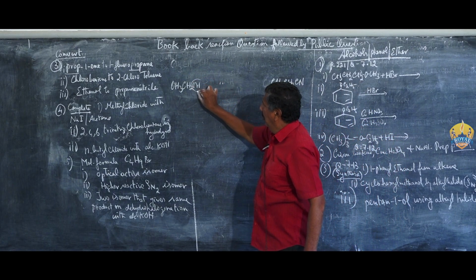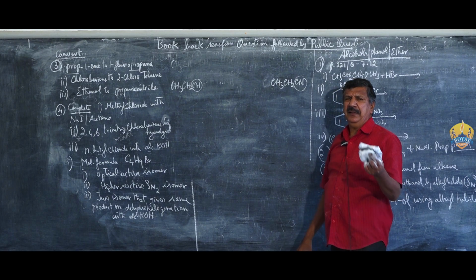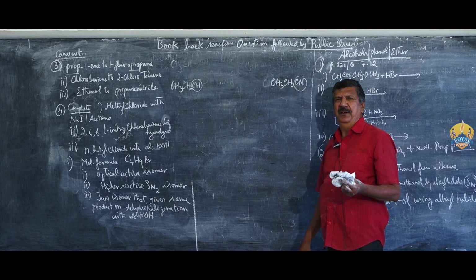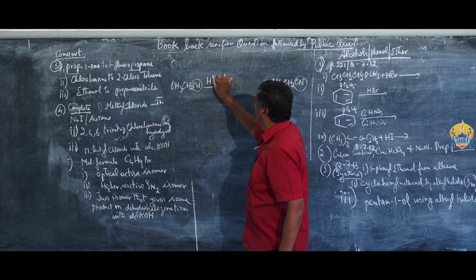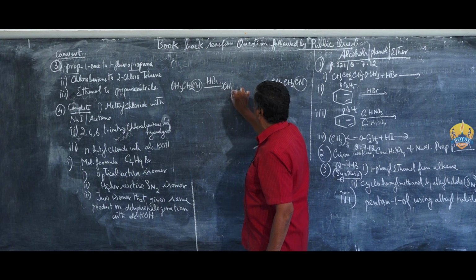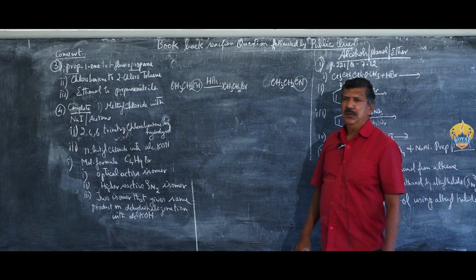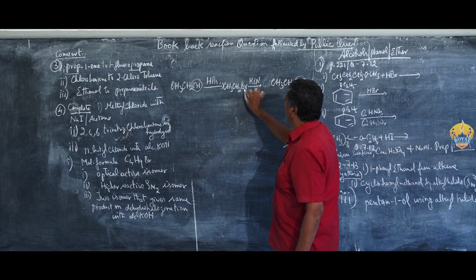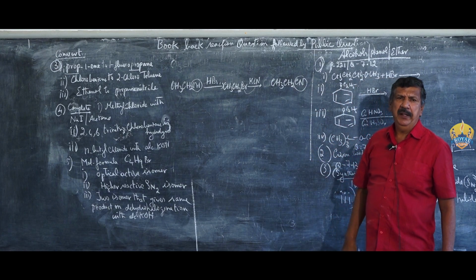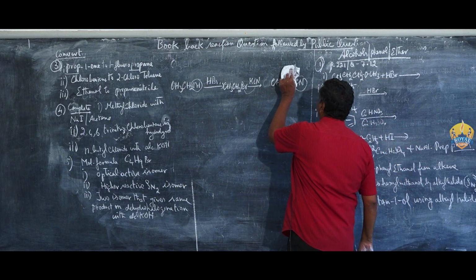But what is the purpose? The OH is converted into CN. How can you do it? Directly you cannot introduce CN by replacing OH. So what you have to do? You should add HBr like this. You convert into Br. Br is ready for substitution reaction. It will readily come out. So now we add KCN. What will happen? CN will be introduced and the Br will be eliminated from the compound. Okay, this question is over.